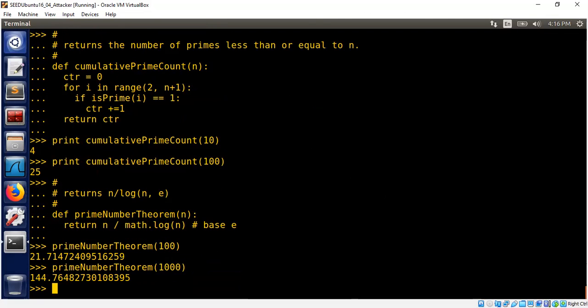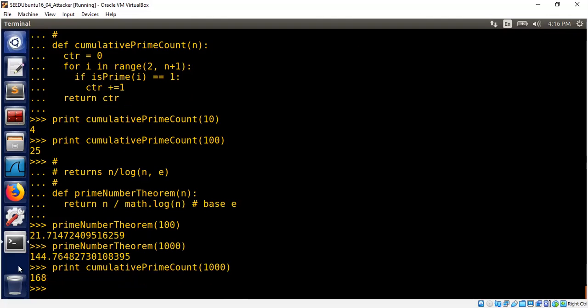Now we can try more. The prime number theorem says there are approximately 144 primes from 1 through 1000. But let's count it using our slow counter. Still useful. 168, which is not that far from 144. So as you can see, the prime number theorem is a very good approximation of the actual count. There are a lot of interesting proofs out there, and I'm skipping the proofs. We are just making use of the facts as they are, but it's a good approximation for us.